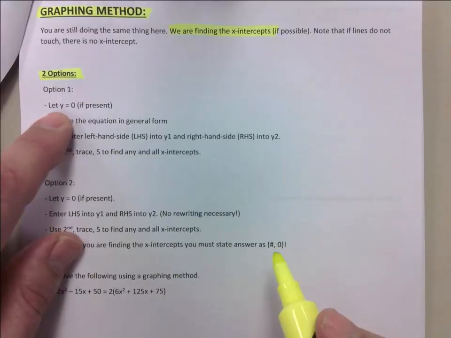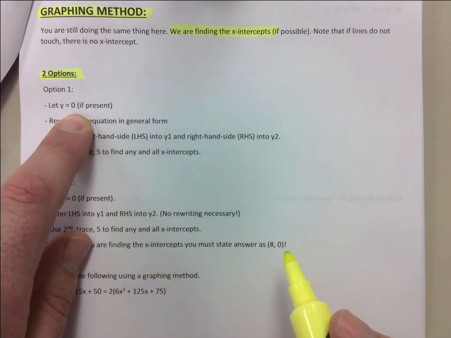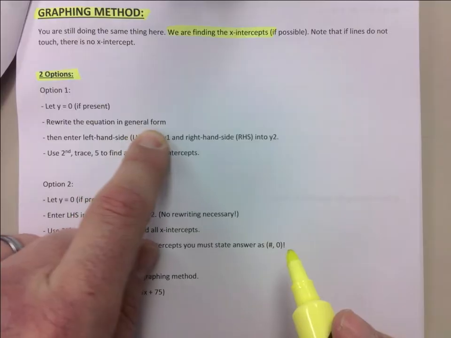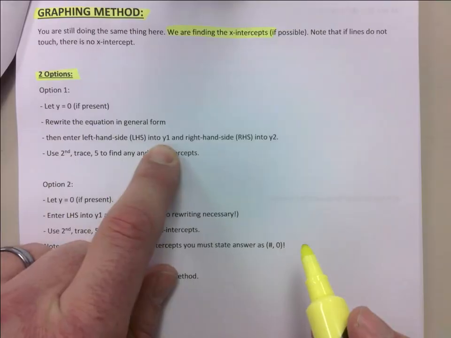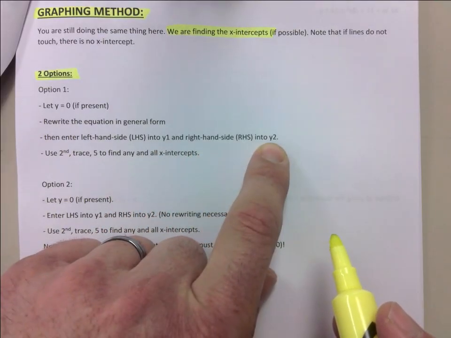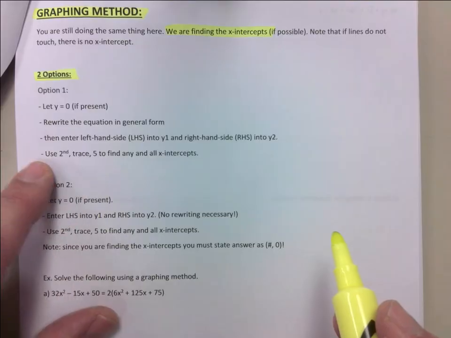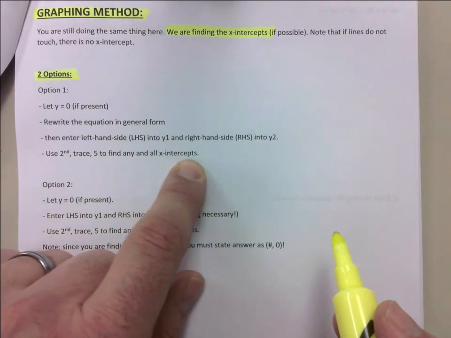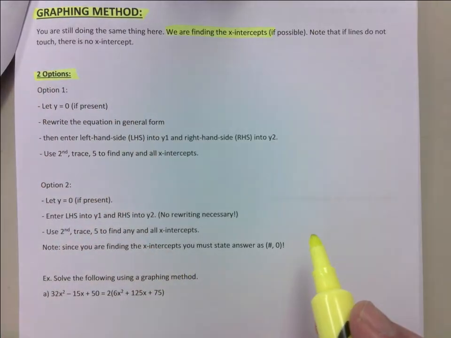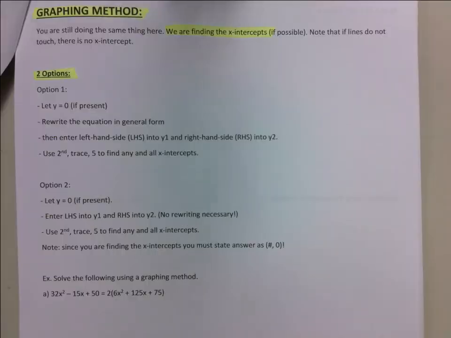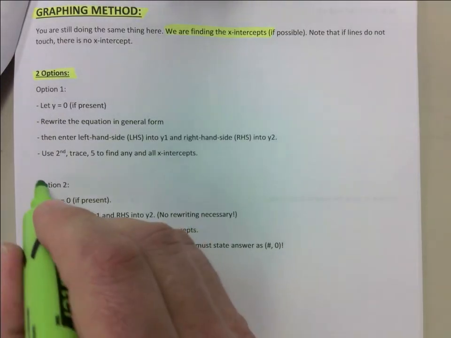Option 1, let y equal 0 if present. Rewrite the equation in general form. Enter left-hand side into y1, right-hand side into y2. Then we use second trace 5 to find all the x-intercepts. This is something we've already been doing. Option 2, I will use a different color for this one.